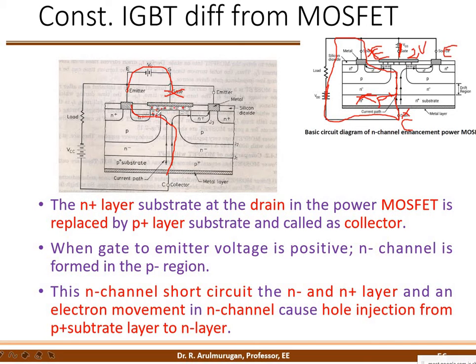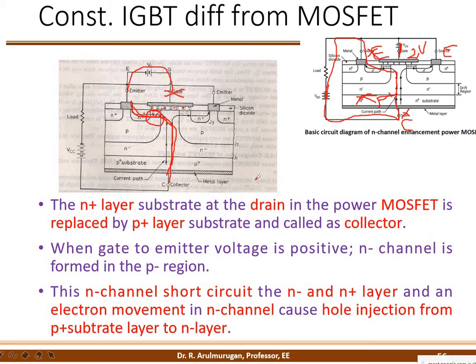So due to the minus terminal formed, here is a plus terminal. So these two interact. The circuit is open. Due to the open circuit, current flows from the collector terminal to the emitter terminal. So this is the reason the current flows freely. Okay, so these are the construction as well as the operation of the IGBT.